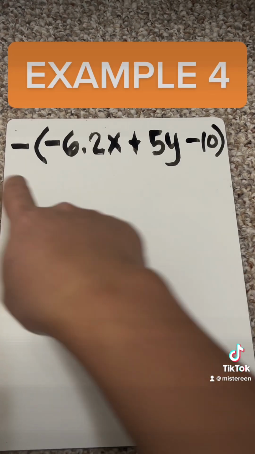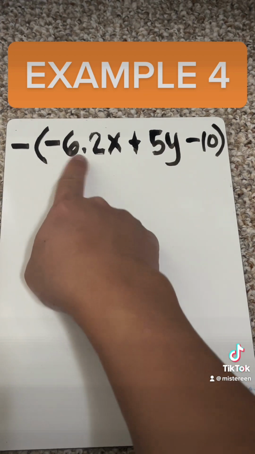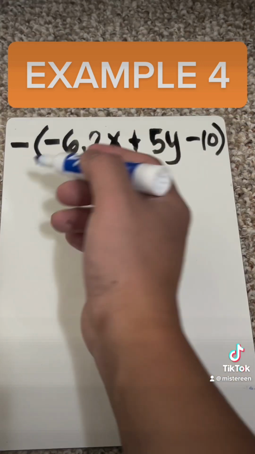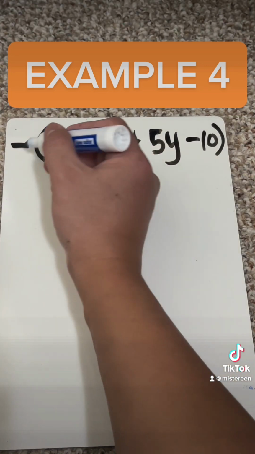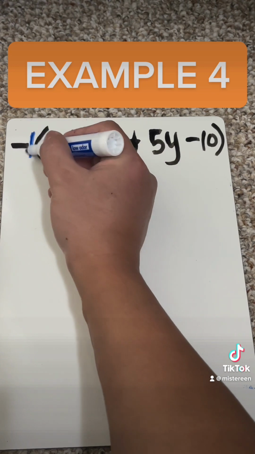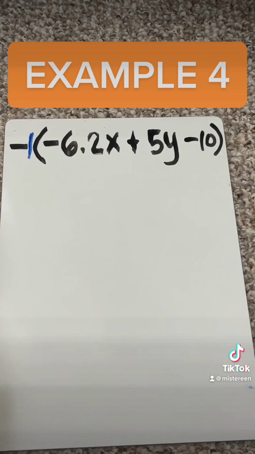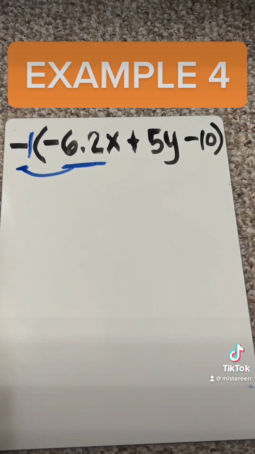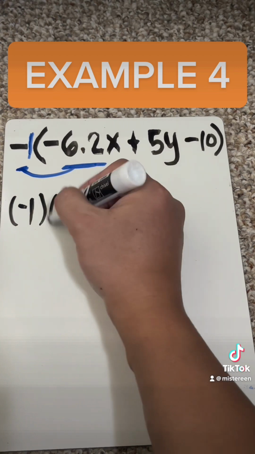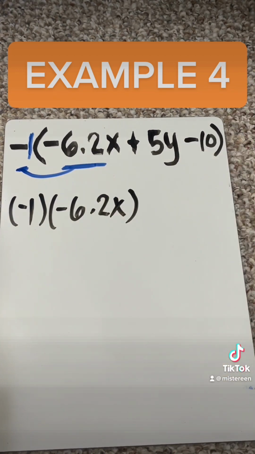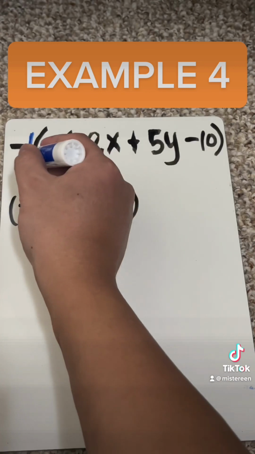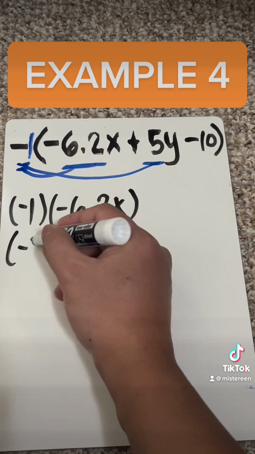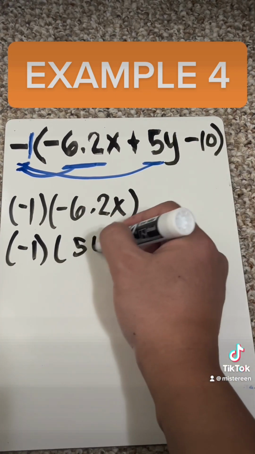So for our final example, we have here negative and then parenthesis negative 6.2x plus 5y minus 10. Okay, so again, if you see a negative outside of the parentheses, it means there is an invisible 1 there. So that number actually is a negative 1. Okay, so your first pair will be negative 1 and then negative 6.2x. So that's negative 1, parentheses, and then negative 6.2x. Right? Your next pair will be another negative 1 to the positive 5y. So another negative 1 and then the positive 5y.